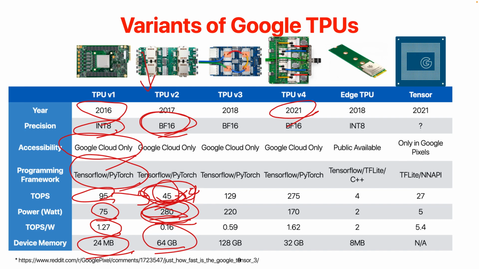And as you learned in the roofline model, if everything is most of the time in the fastest memory, you are less memory constrained, right? So that's why they make this giant device memory in the second generation of the TPU.